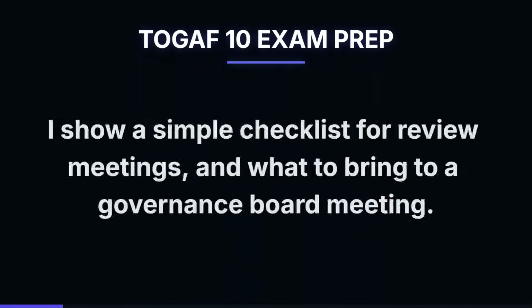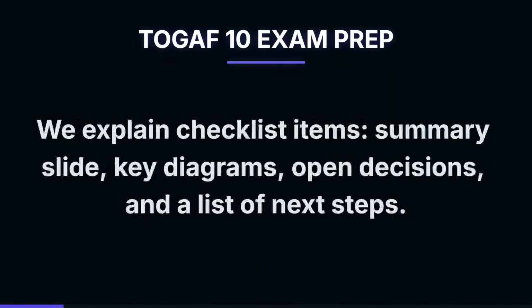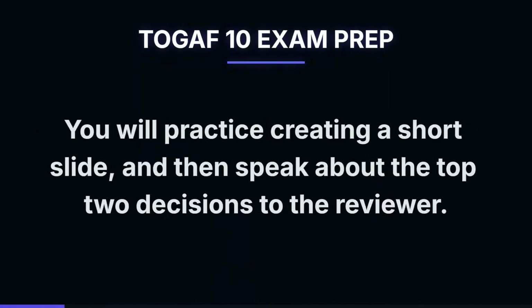I show a simple checklist for review meetings and what to bring to a governance board meeting. We explain checklist items: summary slide, key diagrams, open decisions, and a list of next steps. You will practice creating a short slide and then speak about the top 2 decisions to the reviewer.